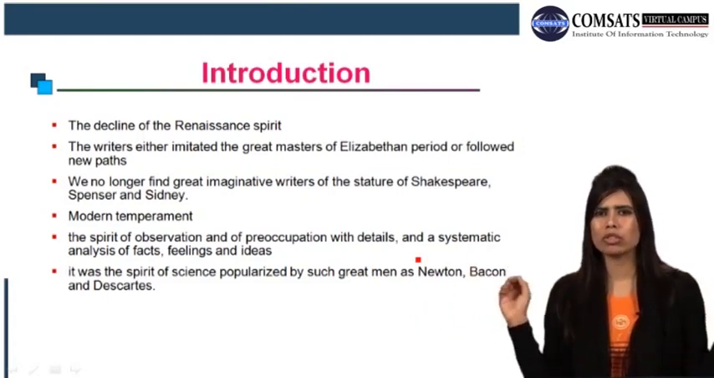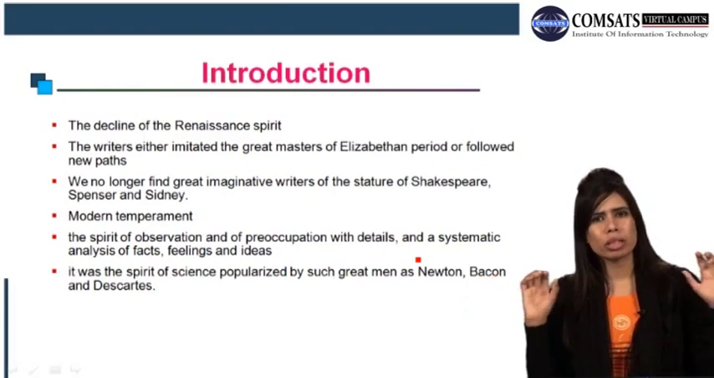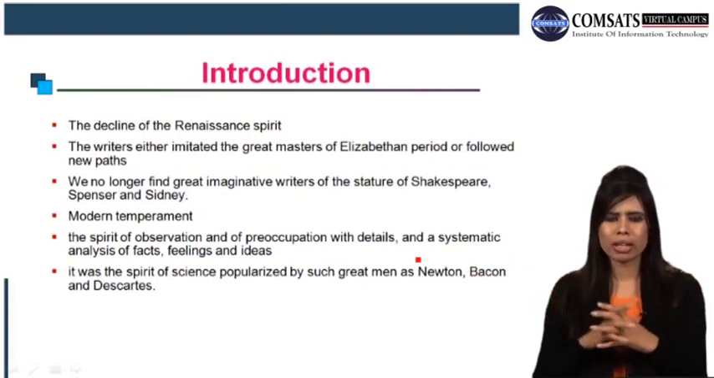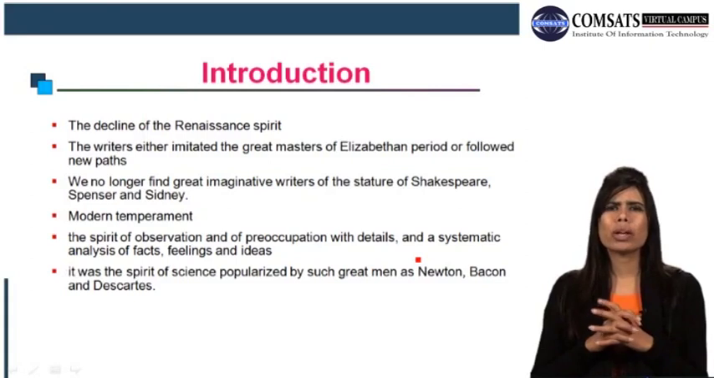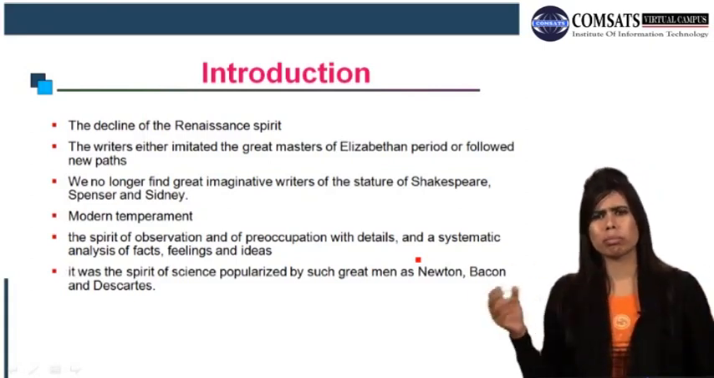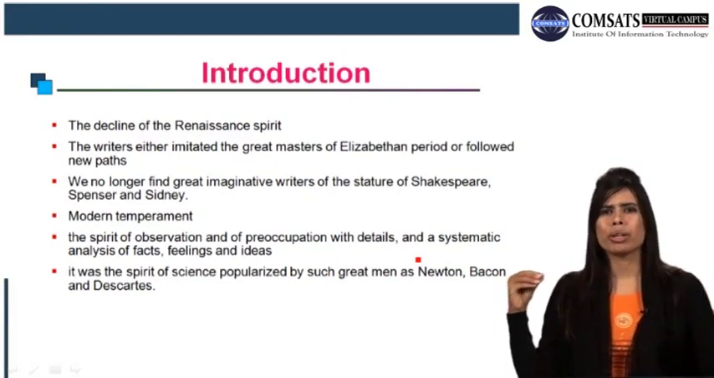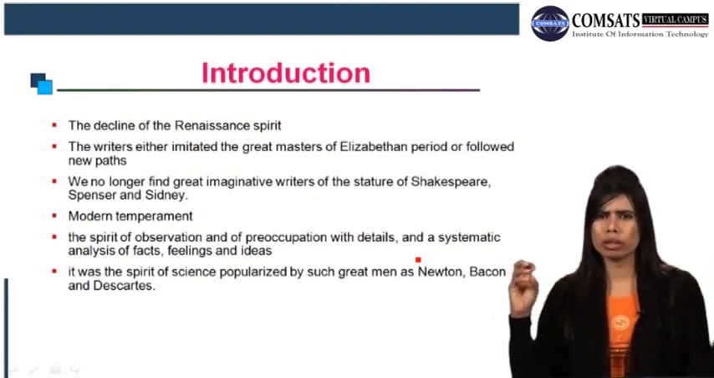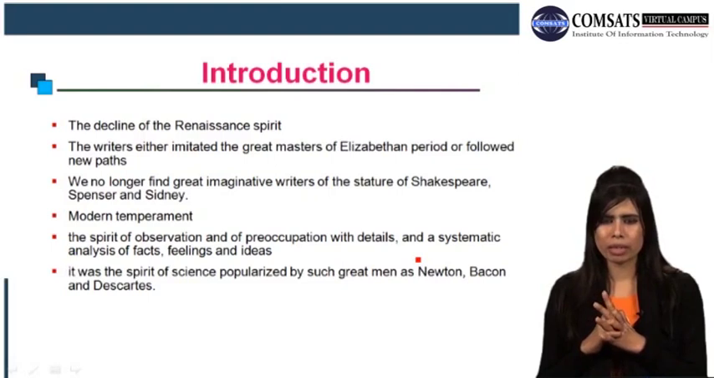Previously we were talking about 16th century literature, that is the Renaissance period or the age of Shakespeare as well. So here you can see in the Puritan age the decline of the Renaissance period, the last century's 16th century spirit. Okay, the writers either imitated the great masters of the Elizabethan period or followed new paths. Some of the writers might have imitated the great masters of the Elizabethan period, they might have followed Shakespeare, or Spenser or Marlowe, or they followed new paths. So they were free, they were not bound to follow the Elizabethan writers. We no longer find great imaginative writers of the stature of Shakespeare, Spenser and Sidney.